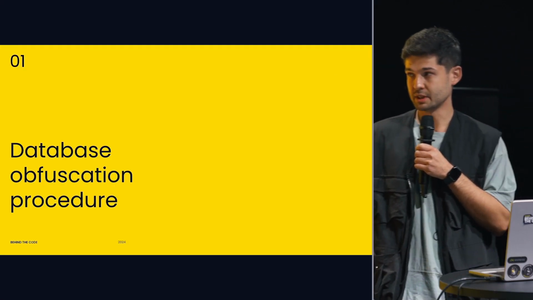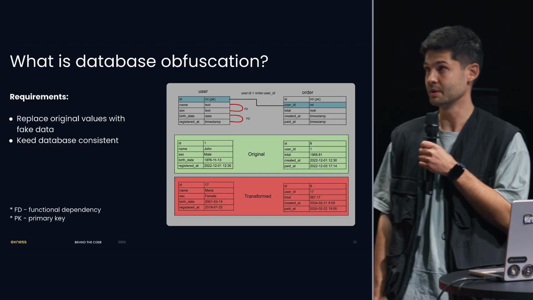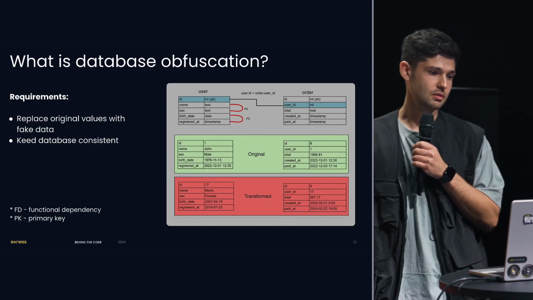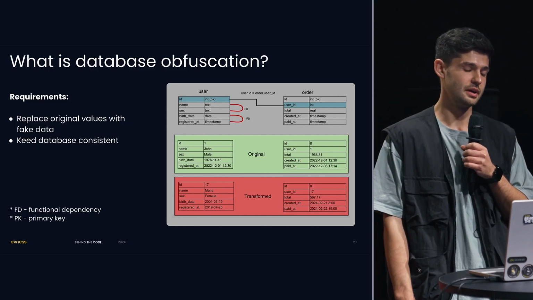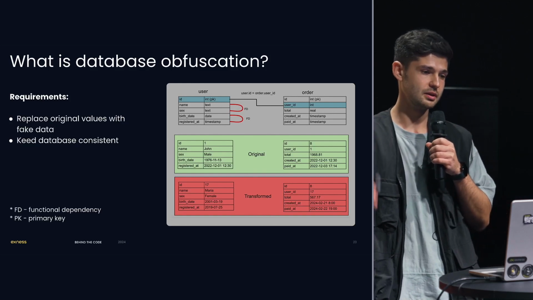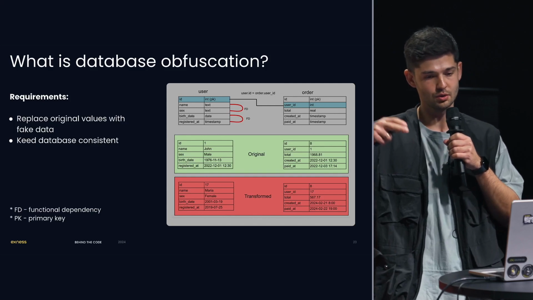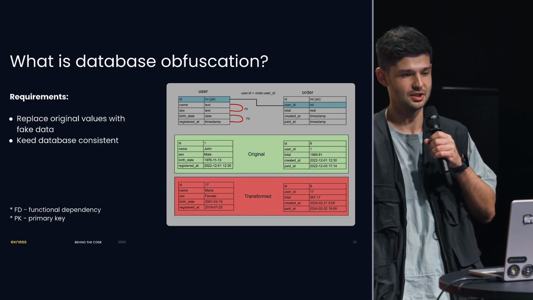So let's start from the beginning about the database obfuscation procedure. What is database obfuscation? First of all, it is a procedure where you replace the real available data with fake data, but at the same time you have to keep your database consistent.